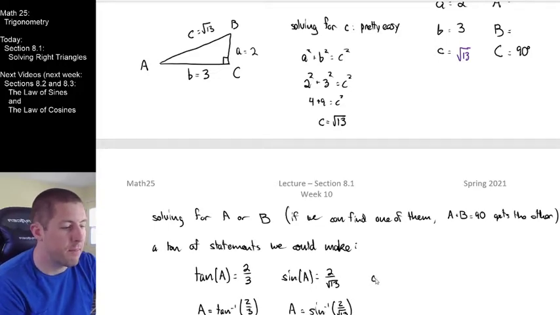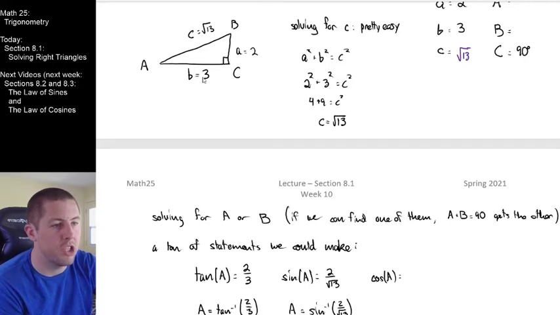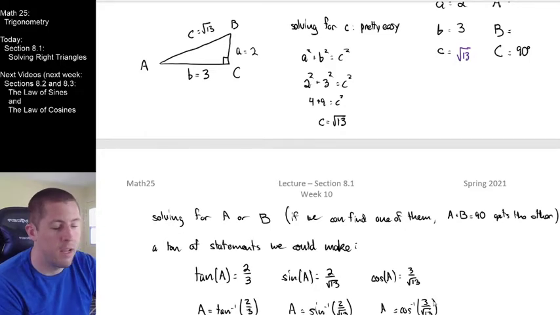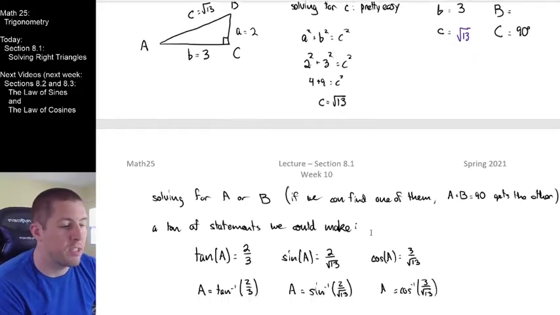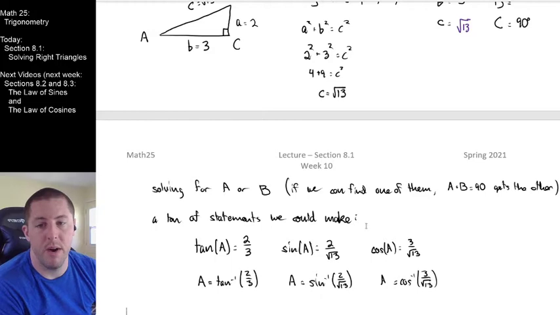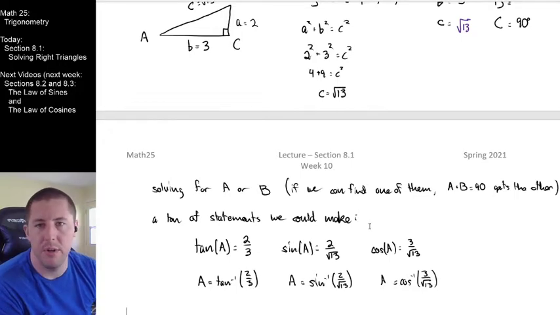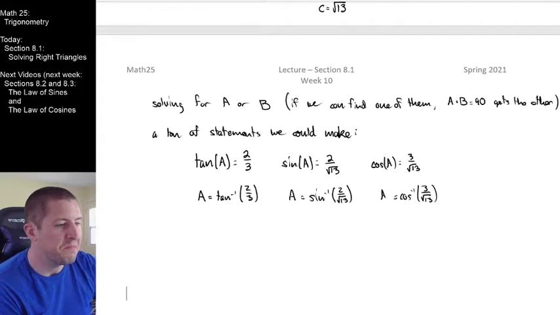Or maybe we could do something like the cosine of A. Cosine of A in this case, adjacent over hypotenuse, is 3 over root 13. And therefore, A should be cosine inverse of 3 over root 13, right? That's 3 different equations that I've come up with, all 3 of which would have been good right there. You definitely only need to do one of them. I'm just trying to show you there's so many different trig statements I could set up, and as long as I can do a single inverse trig operation, then I'm going to be able to find A.